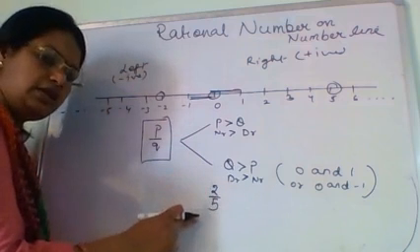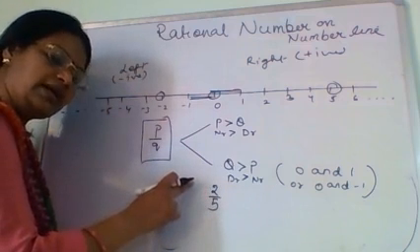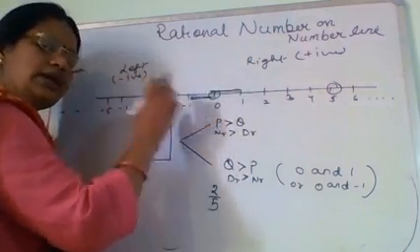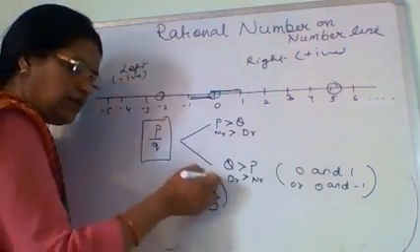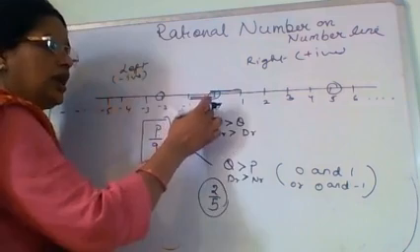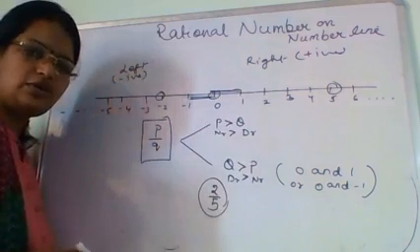2/5. Denominator bada hai, numerator chhota hai. Kahan lie karega? Ya to 0, 1 ke beech mein lie karega, 0, minus 1 ke beech mein. Ab you have a mind ki agar ye positive rational number hai, to ye aapka kahan pe lie karega? 0 aur 1 ke beech mein lie karega.